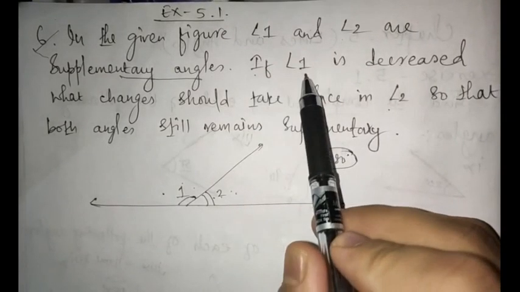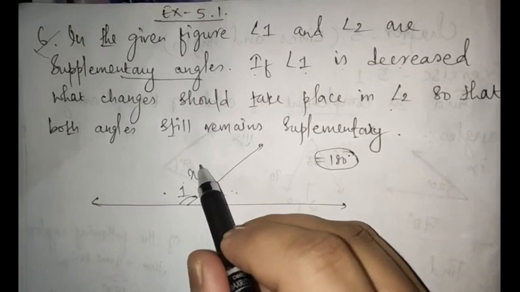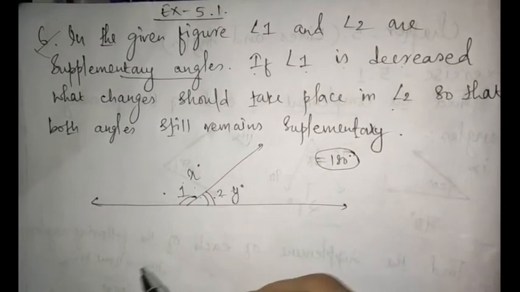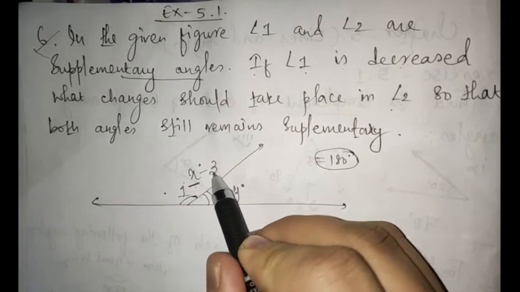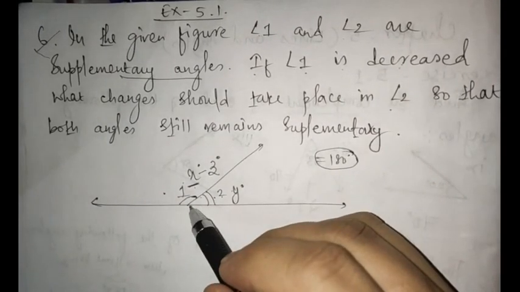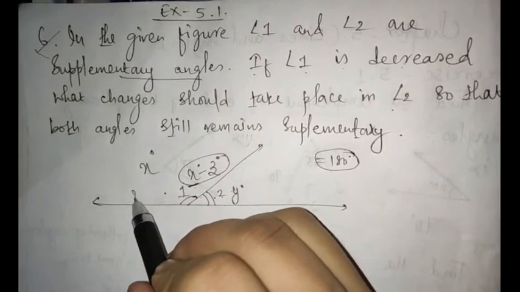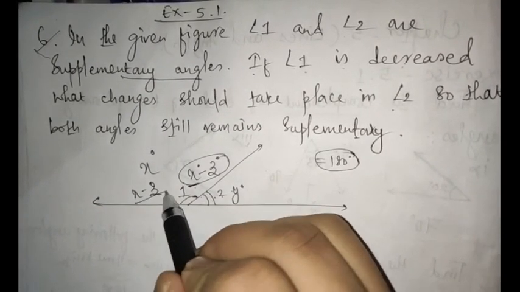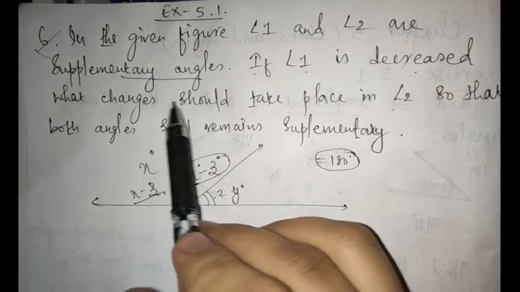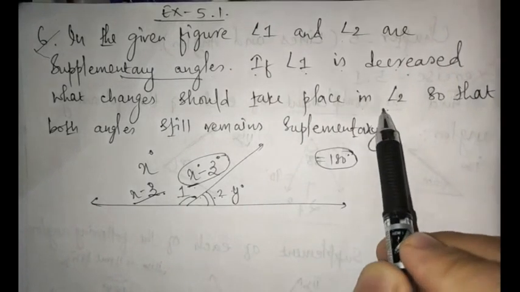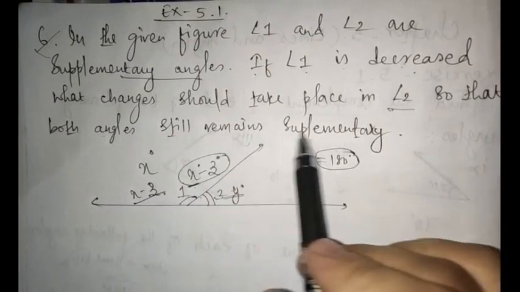If angle 1 is decreased, say this is x degrees and this is y degrees. Suppose angle 1 is getting decreased by some degrees; earlier it was x degrees and now it is decreased. If angle 1 is decreased, what changes should take place in angle 2 so that both angles remain supplementary?